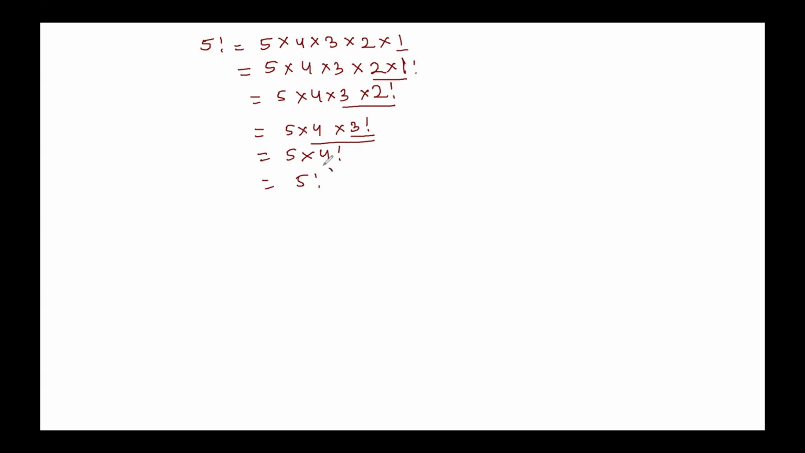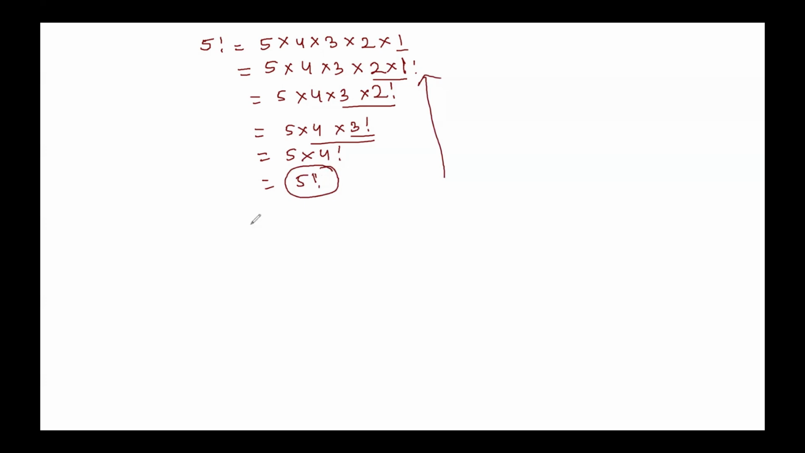If I perform this way, it is also possible. So if our question is 5 factorial, we can divide it as 5 into 4 factorial, then 5 into 4 into 3 factorial, then 5 into 4 into 3 into 2 factorial. So we can break it in this way. I am just performing it the reverse way. Is it possible or not? It is possible.